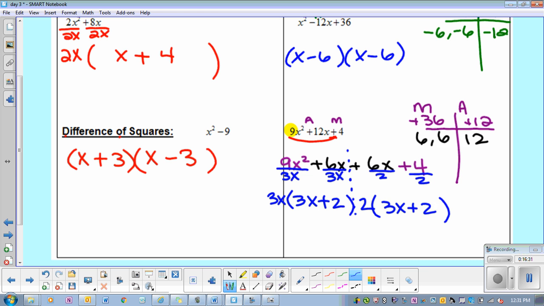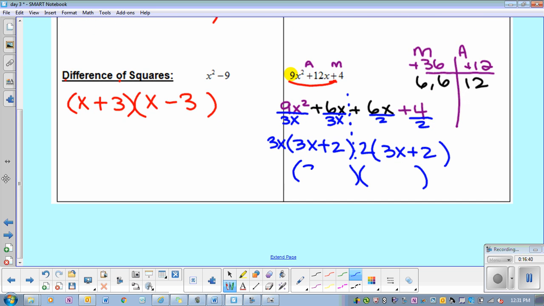Can you put a comma to a positive? Huh? Yeah. Okay, I'll show that. So you have 3x plus 2 times 3x plus 2. Or, guys, you can also write this as 3x plus 2 squared, because it's the same exact thing, right? Good. All right, so that was just a little review on the factoring.